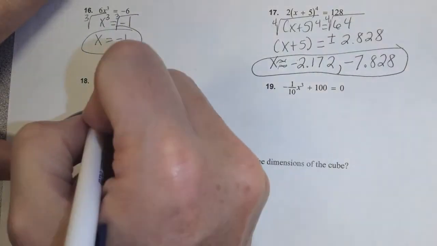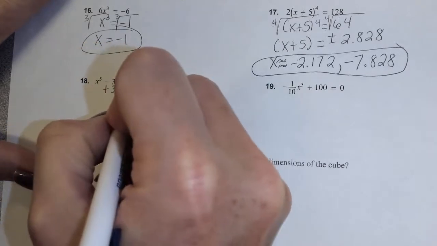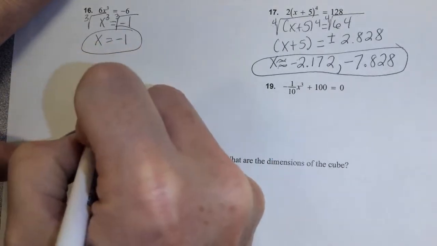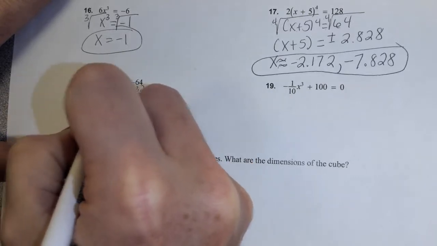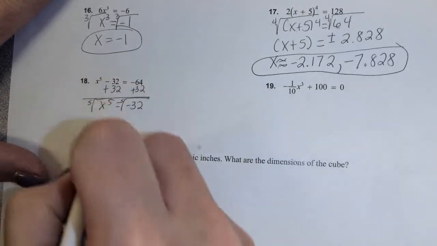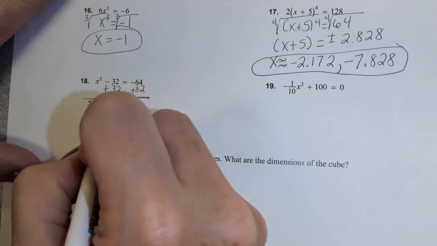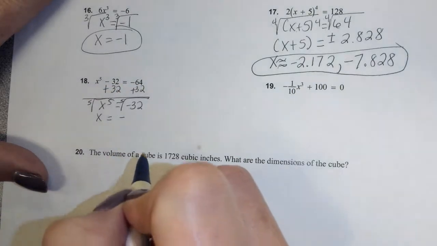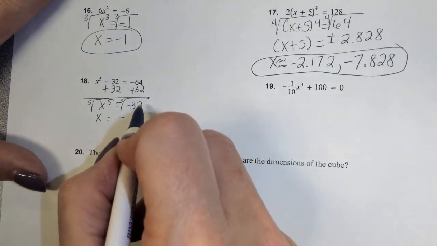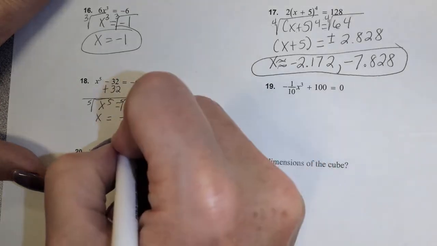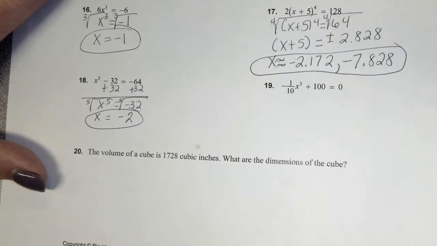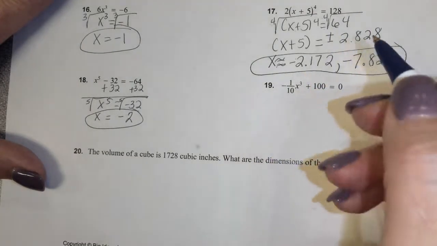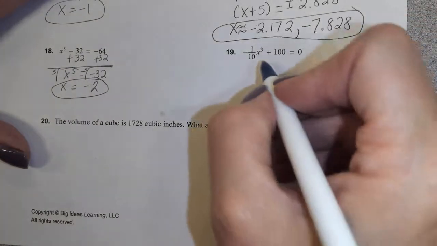On number 18, I'd have to add 32. And I have x to the 5th equals -32. I have to take the 5th root. If I'm taking the 5th root of a negative number, that's going to be negative. And you should know that 2 to the 5th is 32. And so this is going to just be -2. If you didn't know it, you could use your calculator, but you're going to have to know those common roots.